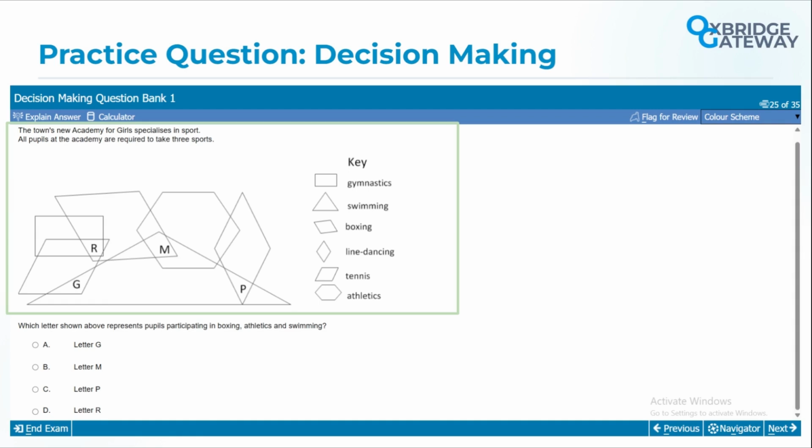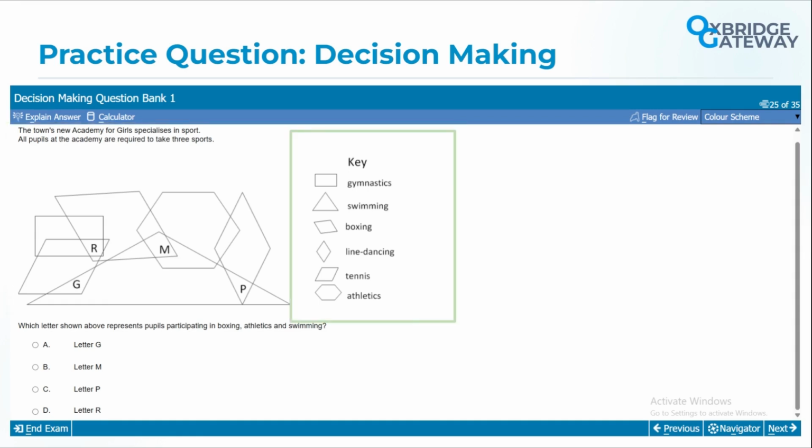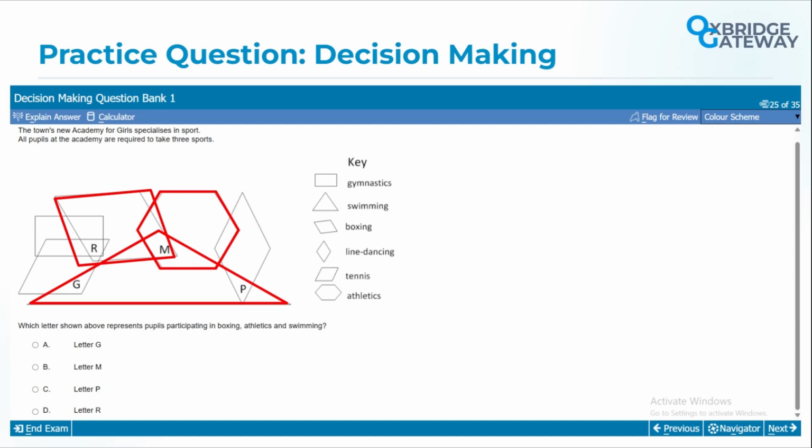The question asks us to find the labelled intersection that is for pupils who box, do athletics, and swim. Looking at the key on the right, we can see that we need to find the overlap of the rotated parallelogram, the hexagon, and the triangle. If we look at the diagram, we can identify each one of these and find that they are overlapped around the letter M. So the correct answer here is option B.